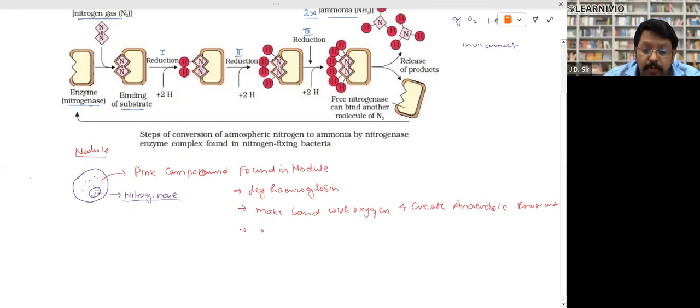This leg hemoglobin is also called oxygen scavenger. Oxygen scavenger. So that you need to remember. This is called oxygen scavenger.